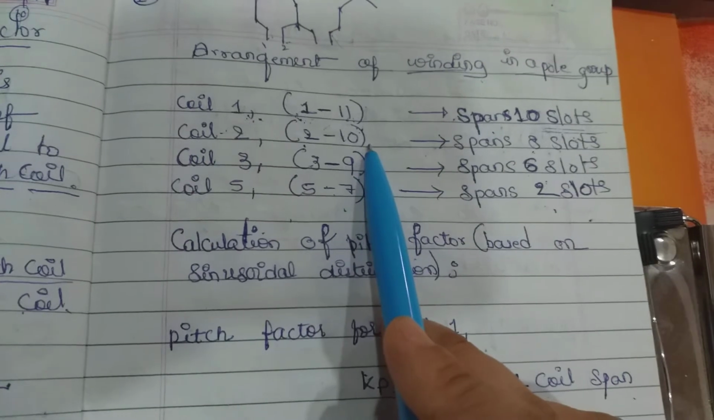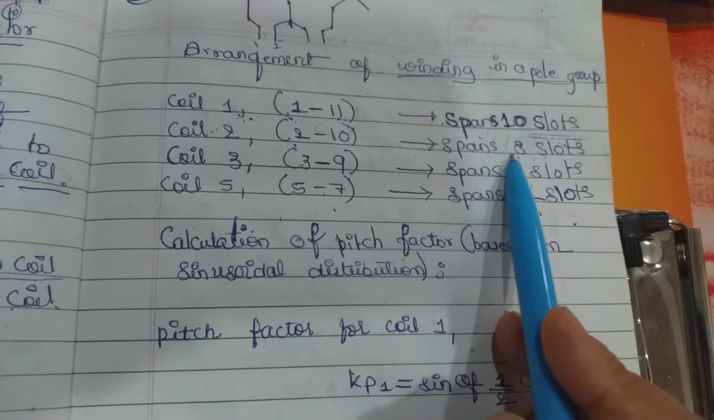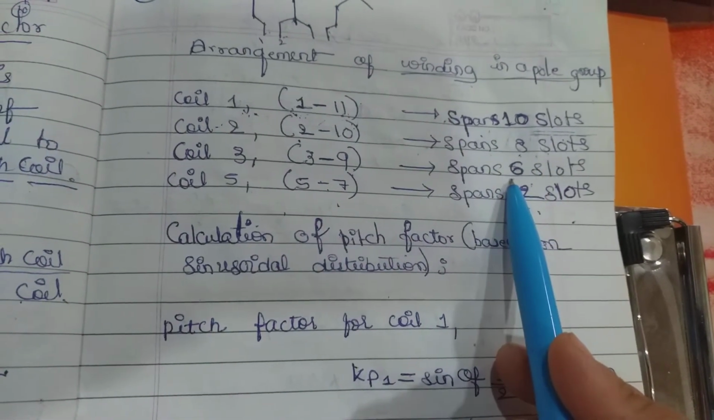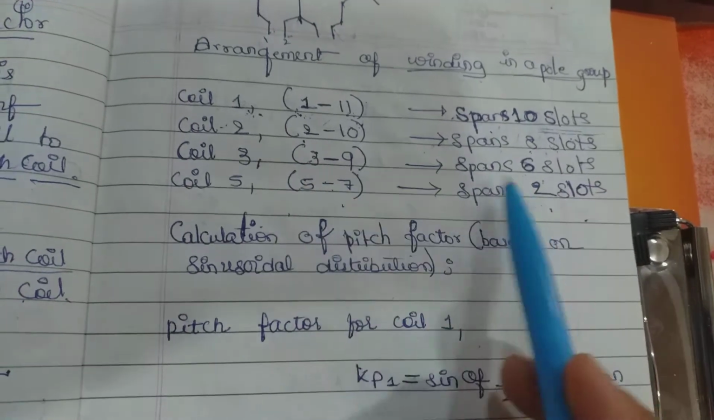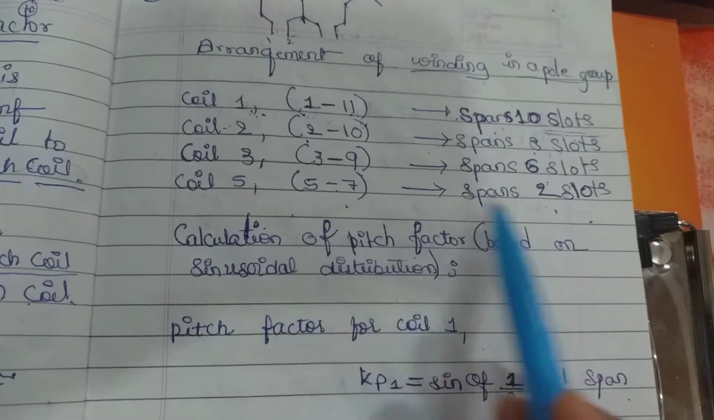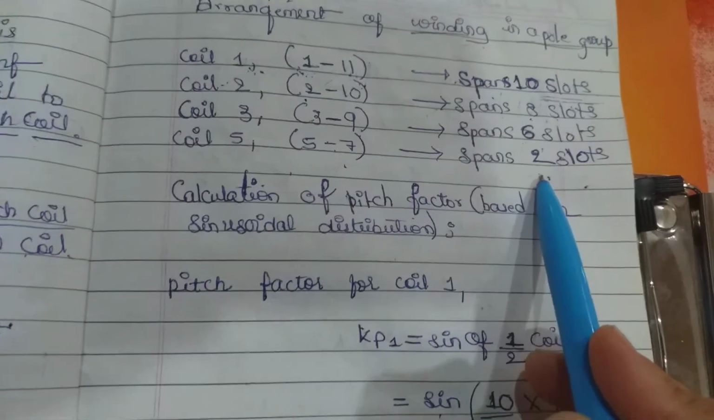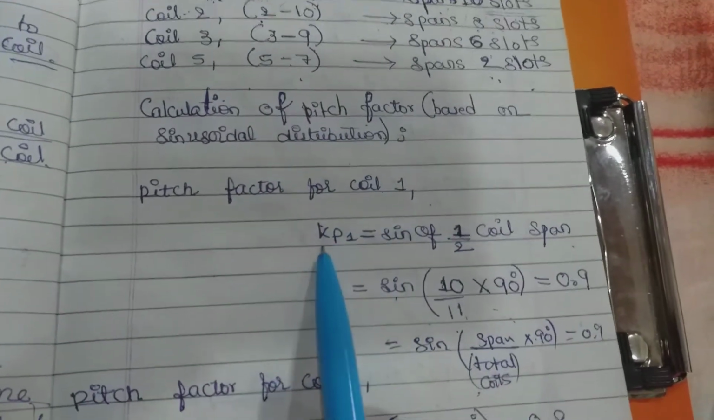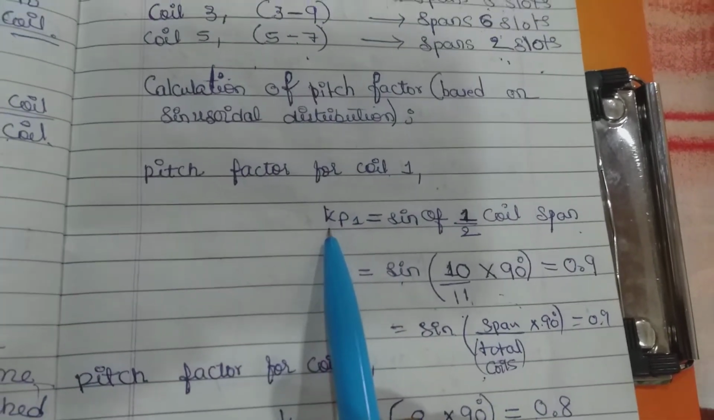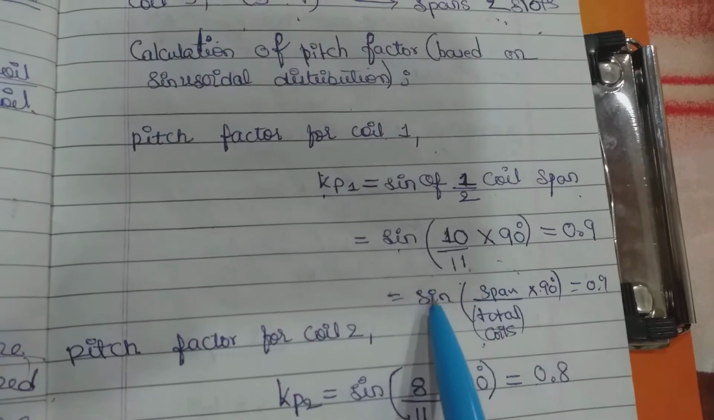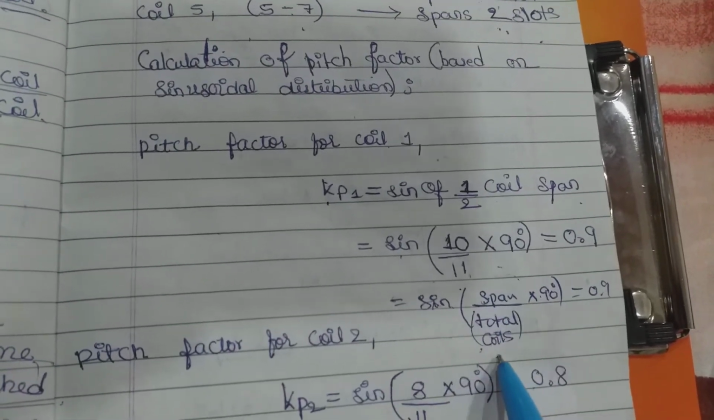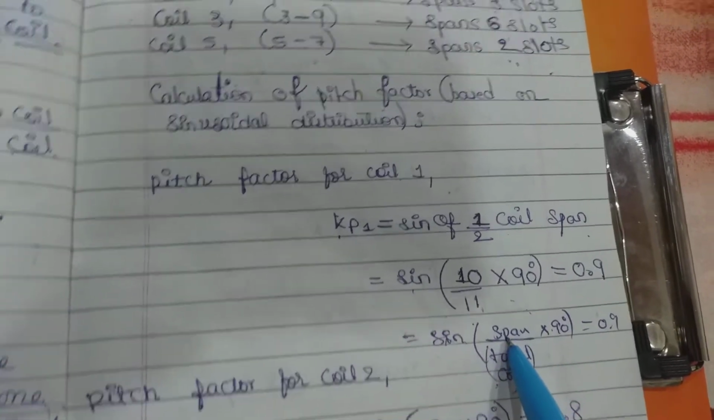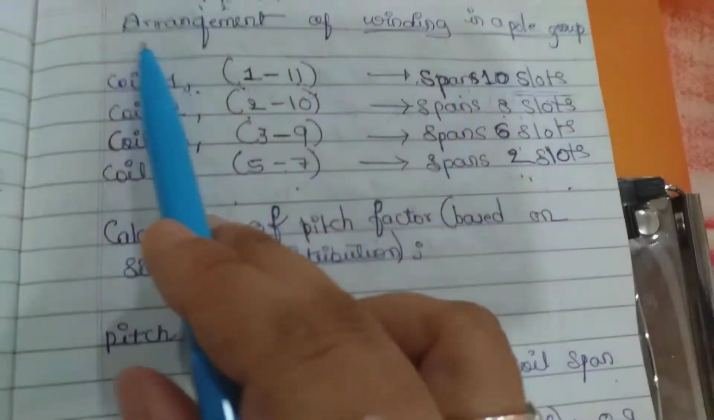Coil 2, 2 to 10, in between that how many do we have? We have 8 slots. In a similar manner, between 3 to 9 we have 6 slots, and between 5 to 7 we have 2 slots. So now the pitch factor for coil 1, that is Kp1. Kp1 is calculated as sine of span divided by total coils. Span is nothing but slots.